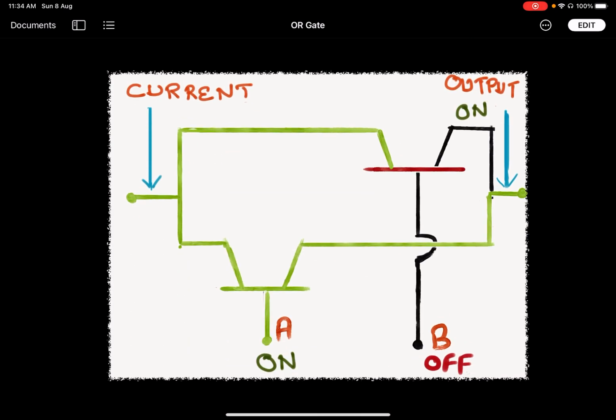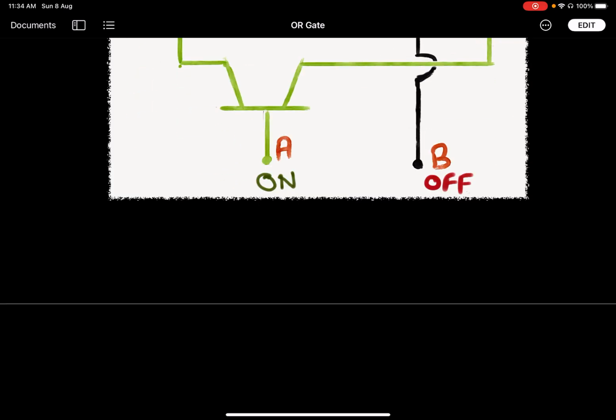Now let's see the second case. In the second case, we are applying a current to transistor A. That means we are turning transistor A on, but transistor B is still off. Now what will happen? The current from the left electrode flows through transistor A and to the output, because current has a path now. So in that case, when A is on and B is off, the output is on. And in the similar case when A is off and B is on, we still see the output is on. So we can say if either of the transistors is on, the output is in the on state.